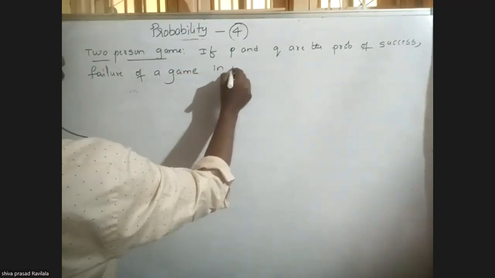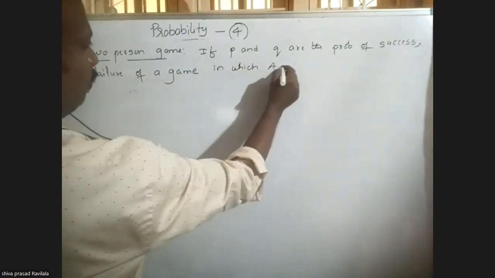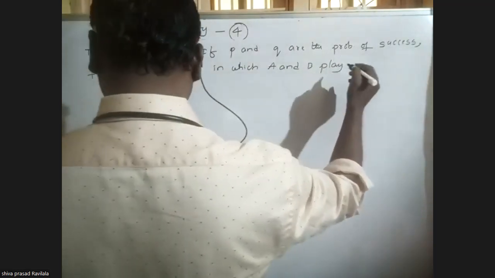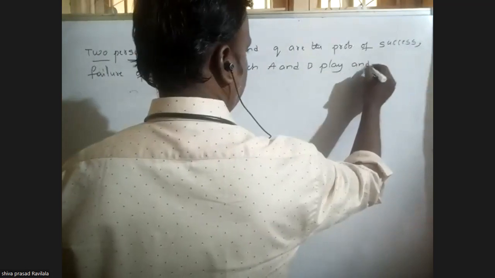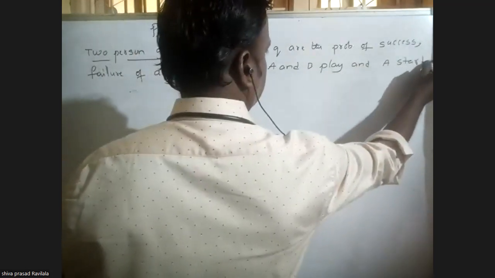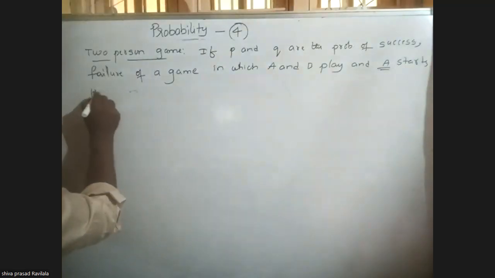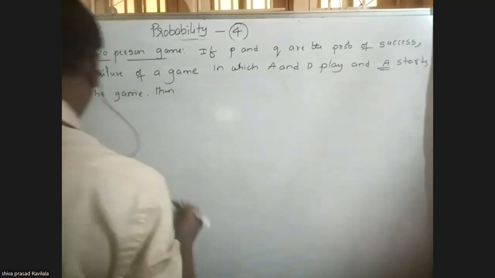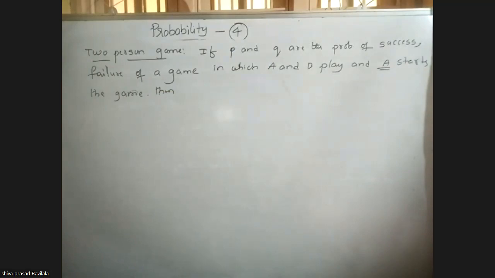In which A and B play. These two are playing and A starts the game. Then they give what? The probability of A wins and the probability of B wins. So that is also a question. They may give this in numbers also. If P and Q are the probability of success and failure of a game in which A and B play, if A starts the game first, then the probability of A wins the game.